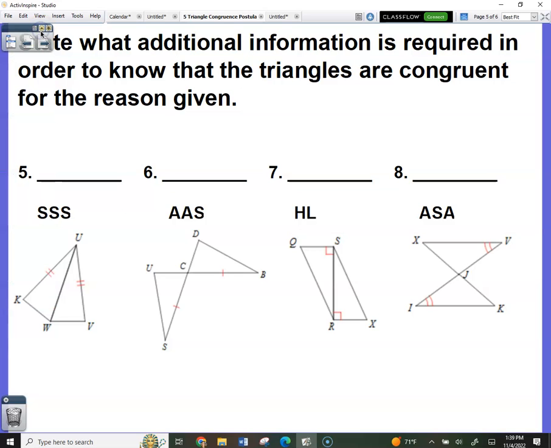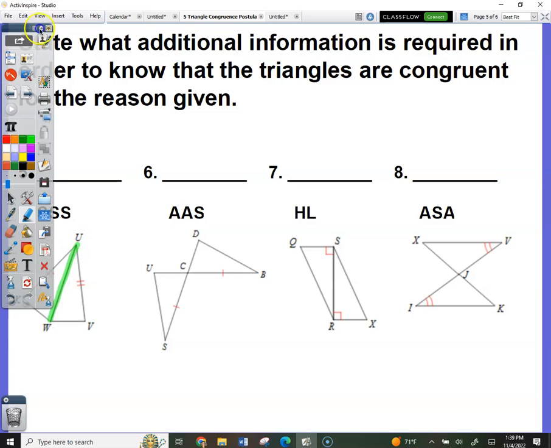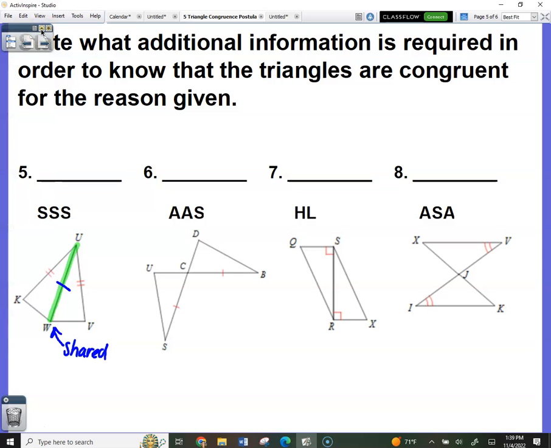Just like we've been doing, if they are touching, there's something not marked that is by default, and it should be. Here, there is a shared side not marked. So this would be congruent to itself. You make a note, shared. Okay, now we're going to look and see.